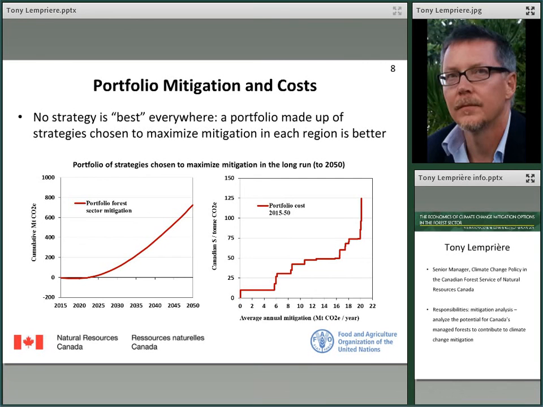It shows that an average of about 20 megatons per year could be achieved at costs up to $100 per ton. Now, the figure on the right is showing average annual mitigation over the whole period. And so, of course, there's relatively little mitigation in the early years and much more in the later years. And that same conclusion can be deduced from the curve on the left.